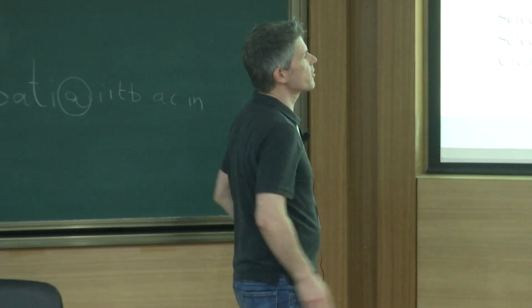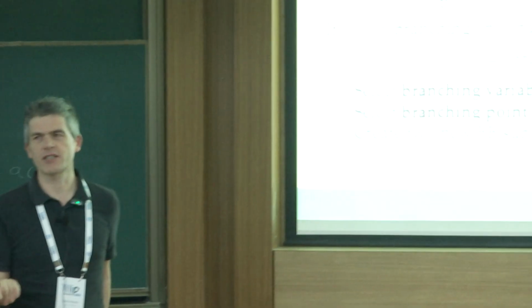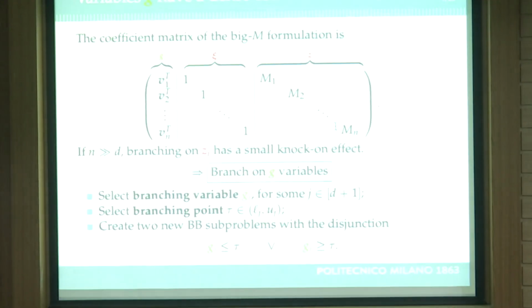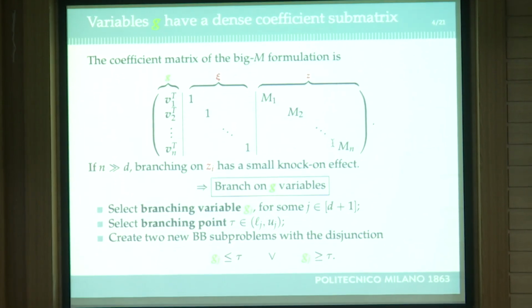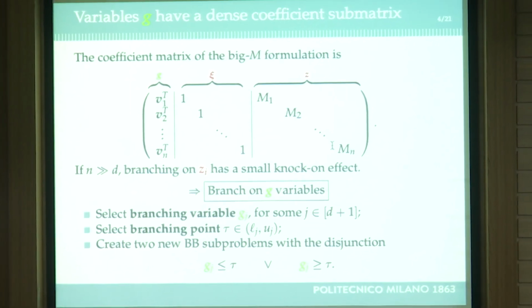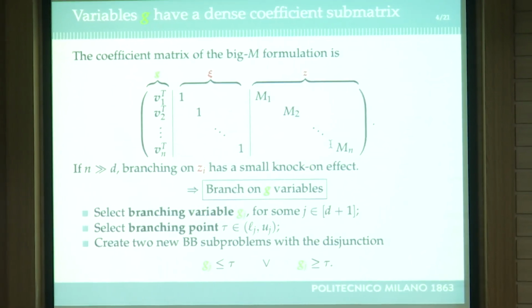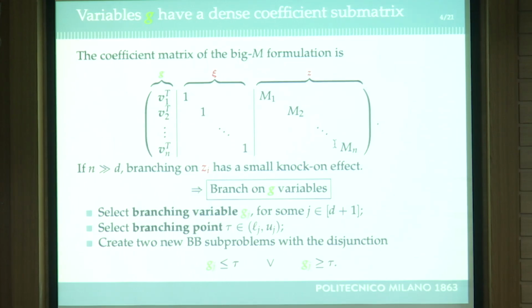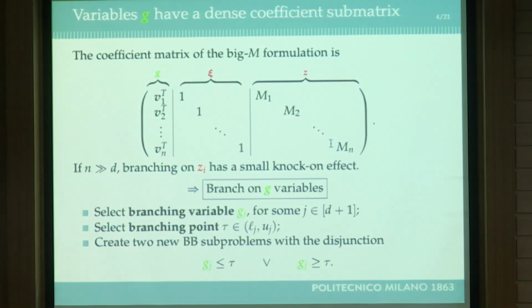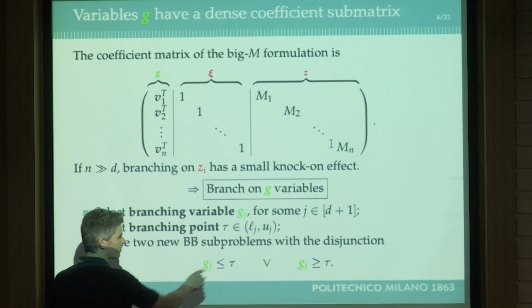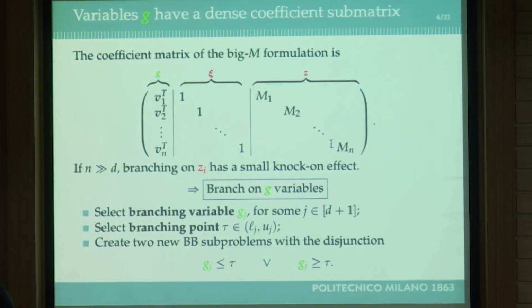What I suggest is to branch on G variable and see what effect it has on the problem. Now, branching on G variables means that now you have to rework your branching framework. Every time you have a node that doesn't obtain a feasible integer solution, you have to decide what variable to branch on. So which of the G variables with index between 1 and d plus 1. And especially because G variables are continuous, what branching point? Which obviously is not a problem if you have a MIP, because in MIP you usually just have to branch on rounded up and rounded down value of a given variable.